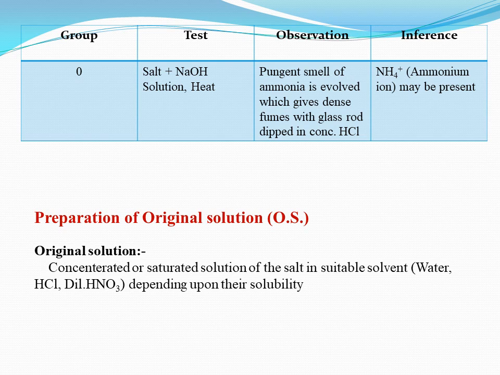If there is no evolution of ammonia gas, it means that zeroth group or ammonium ion is absent. In that case, what should you do? Do the test for first group basic radical.